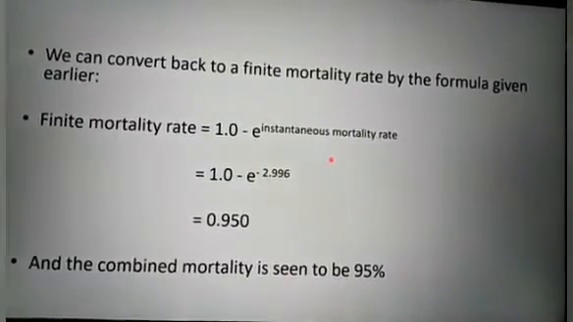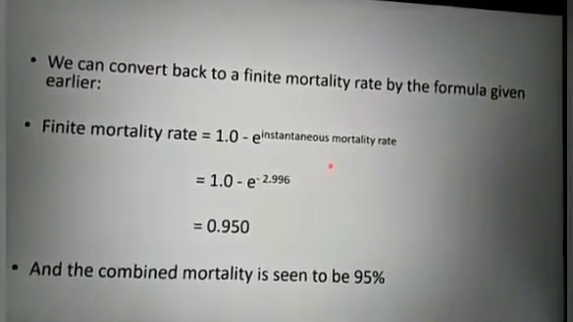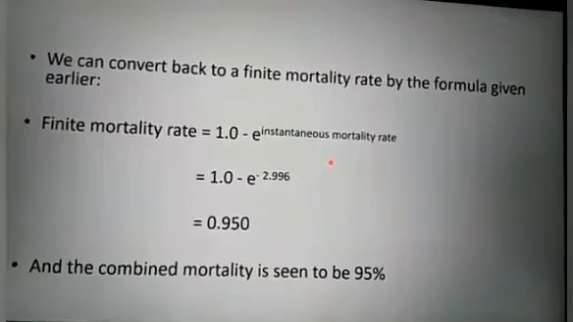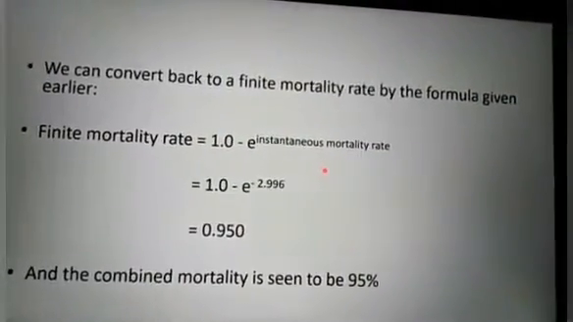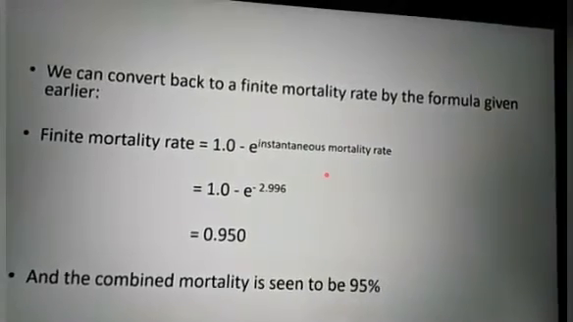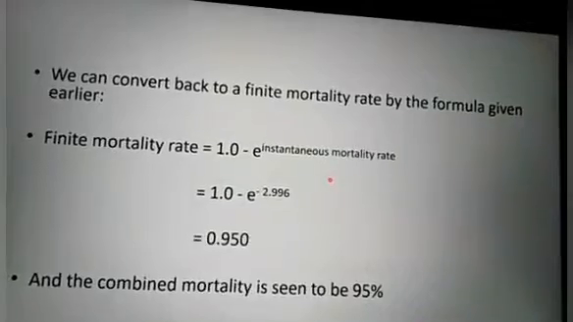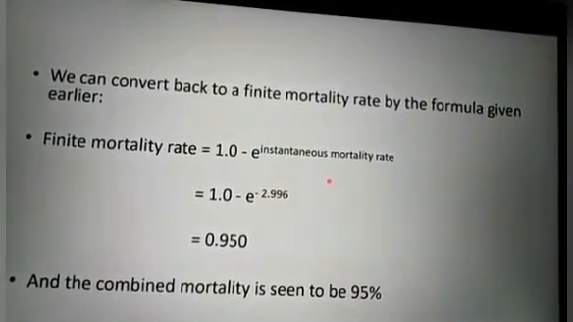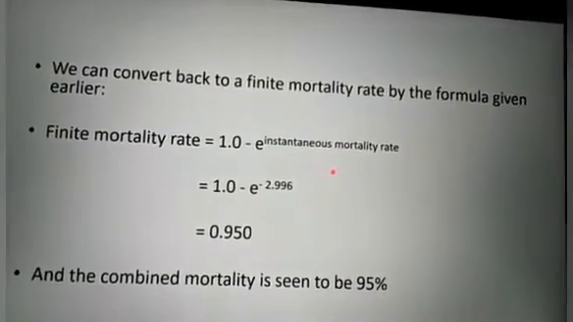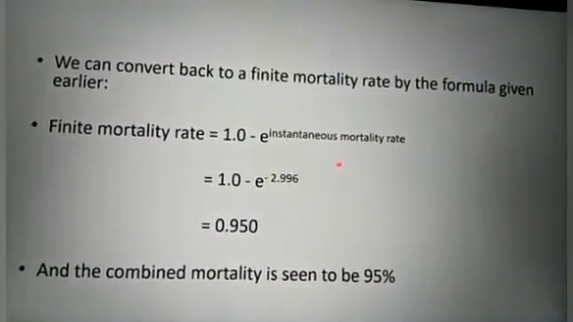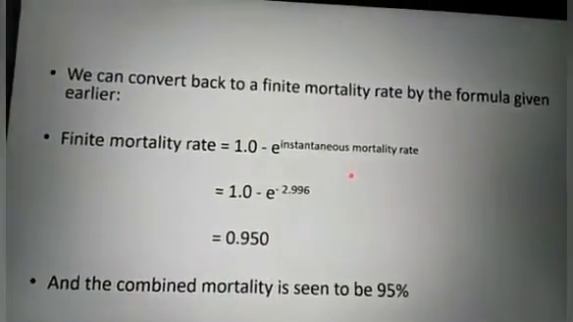So we can convert back to the finite mortality rate by the formula given earlier. The finite mortality rate is equal to 1.0 minus e to the power of the instantaneous rate, which is 1.0 minus the exponential of minus 2.996, which will give you 0.950. So the combined mortality is seen to be 95%.